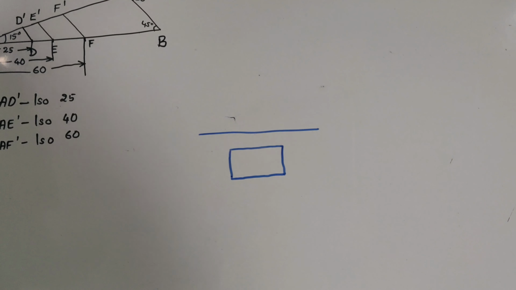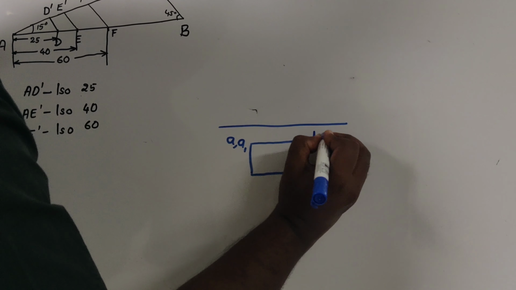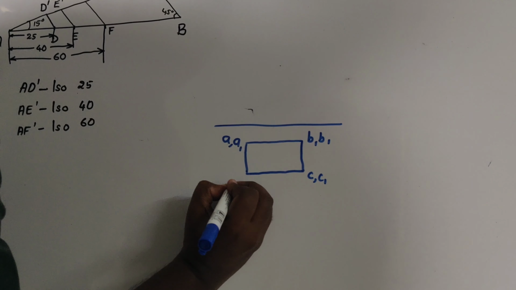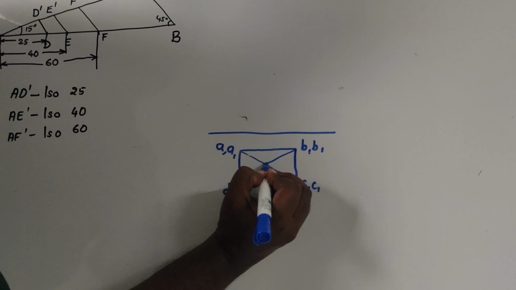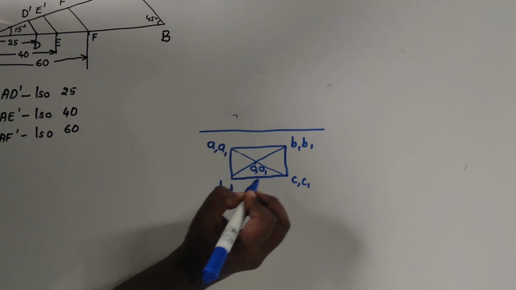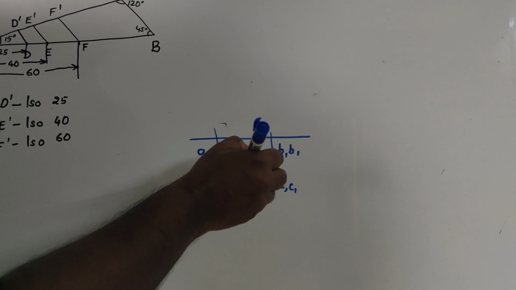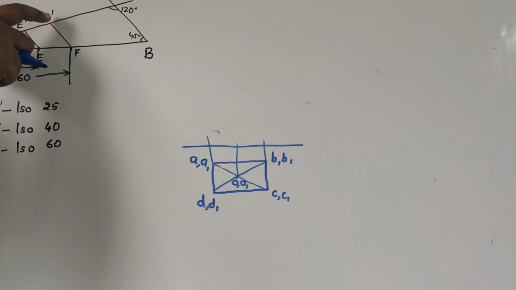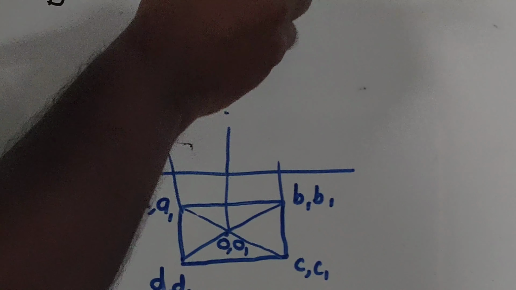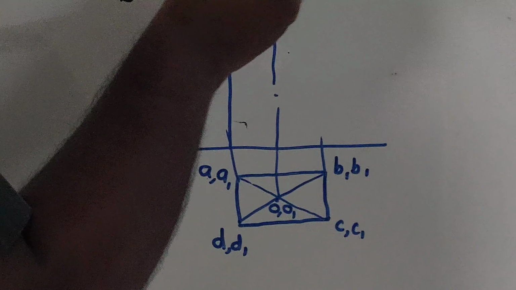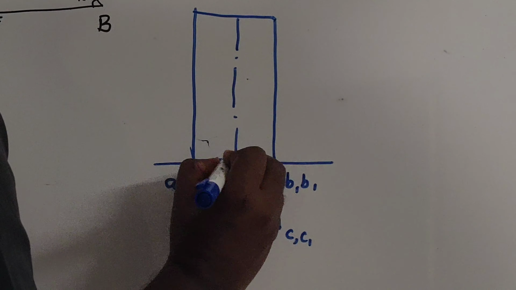Now I have completed the rectangle. So I can mark this as A, A1, B, B1, C, C1, D, D1, and I will get the axis here, O, O. Now I am projecting it. I know the height is 60, so I can take AF dash as the height for this particular one. So using that I have drawn the height. Now I have completed the solid.